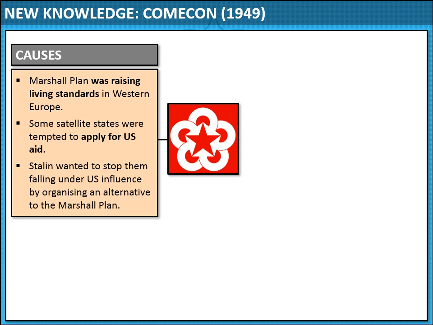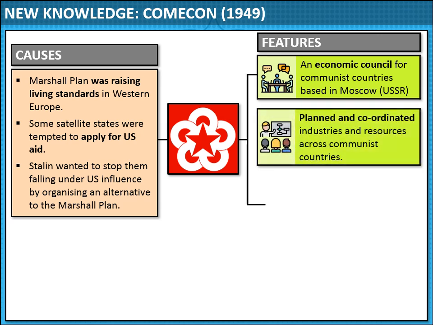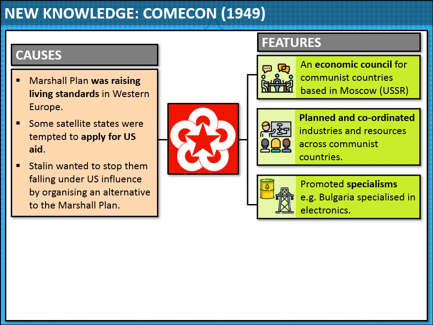So what were the key features of Comecon? Well, it was an economic council for communist countries, and it was based in Moscow in the Soviet Union. That meant that it was firmly under Soviet control. And Comecon was responsible for planning and coordinating industries and resources across the communist countries. And each communist country was encouraged to focus on a specialism. For example, the satellite state Bulgaria specialized in electronics.